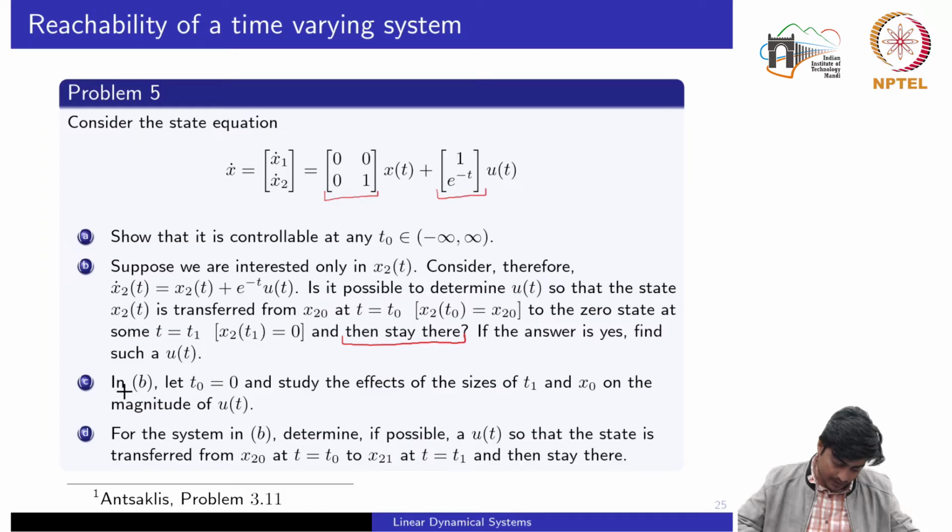Now the third part of the problem is that in part B, let t0 be equal to 0 and study the effects of the sizes of t1 and x20 on the magnitude of u(t). So here you should recall one thing, that in one of the previous problems we had computed the control energy. We had noticed that if the time is longer, then the control energy is less. So the same behavior we are expecting here. Why? Because now there is more time in which we need to ensure that the system reaches the origin, so the control actions could be slower instead of being faster.